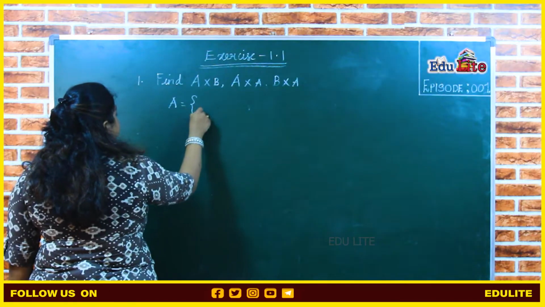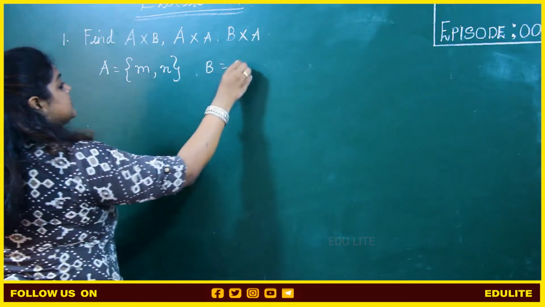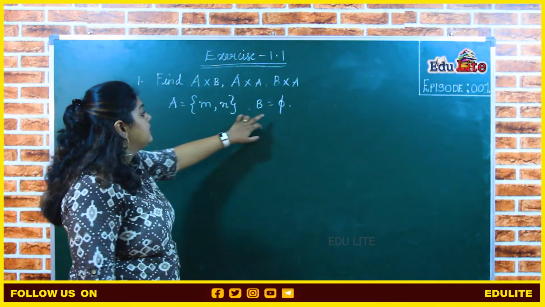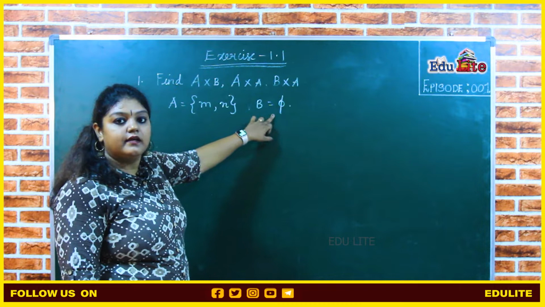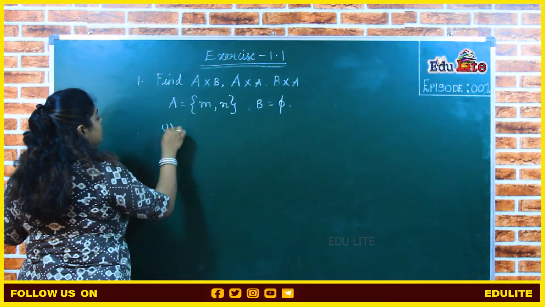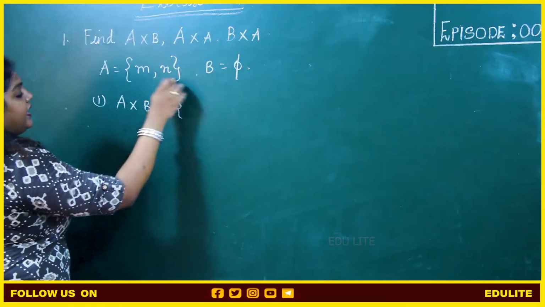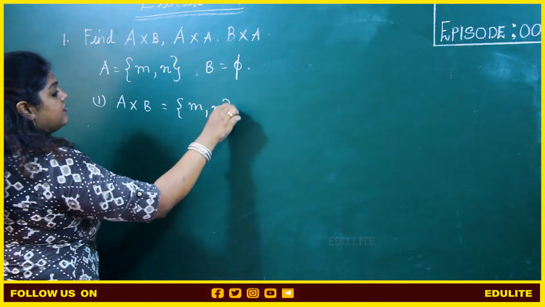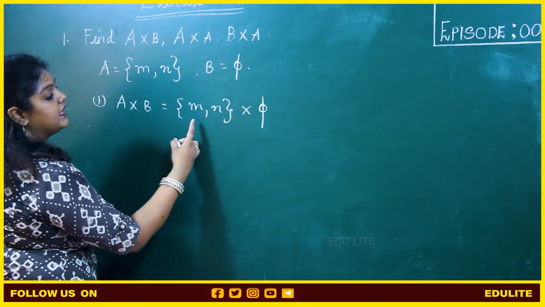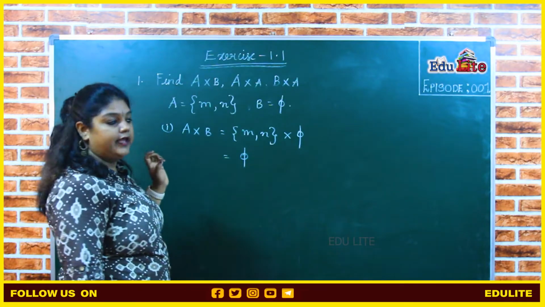Now A is given as {M, N}, and the set B is an empty set. As I already told you, the cross product of any set with an empty set will be an empty set. We will go one by one. First, we have to do A cross B. Now if you see, A has the elements M, N, whereas B is an empty set. We cannot do a cross product between a non-empty set and an empty set. Therefore, the outcome will be an empty set.